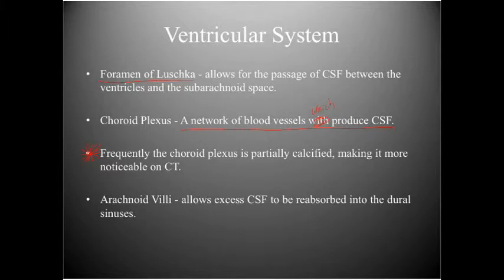Also, we have the arachnoid villi, which allows excess CSF to be reabsorbed into the dural sinuses. So definitely know this as well. Many times we have overproduction of CSF, and when we have overproduction of CSF with the inability to drain, then we have widening of the ventricles of the brain, and this is simply termed hydrocephalus when you have the inability to reabsorb the cerebrospinal fluid, which is why you have to have a shunt placed inside of the skull.